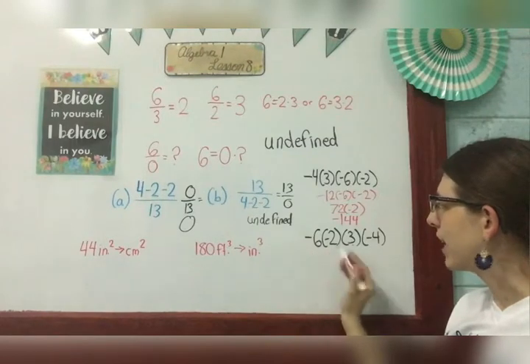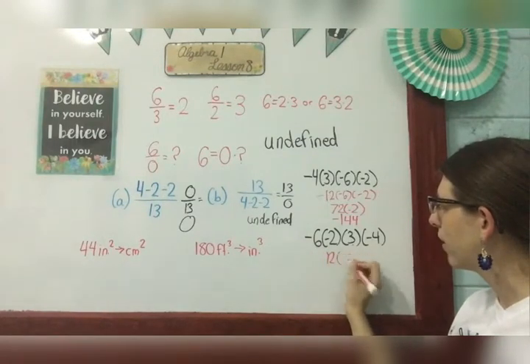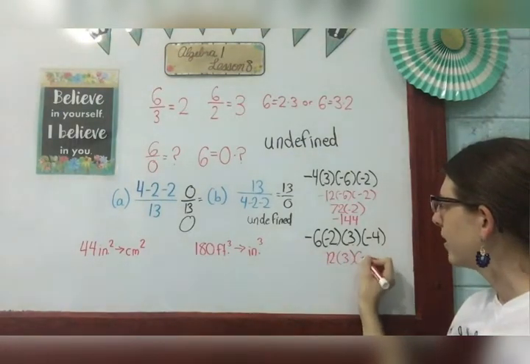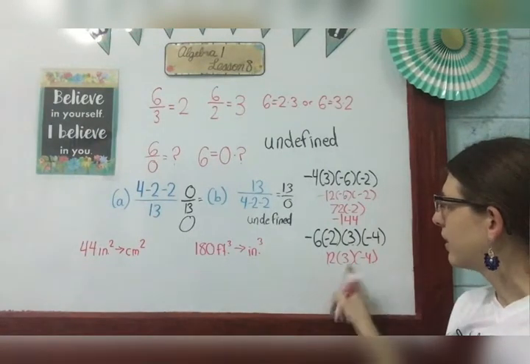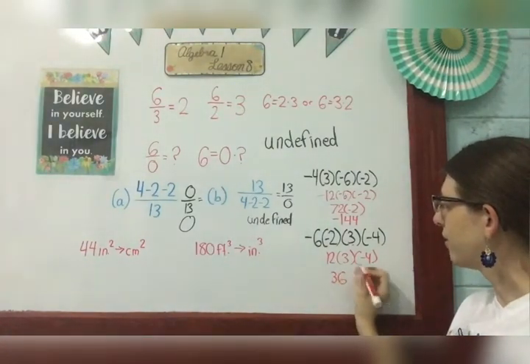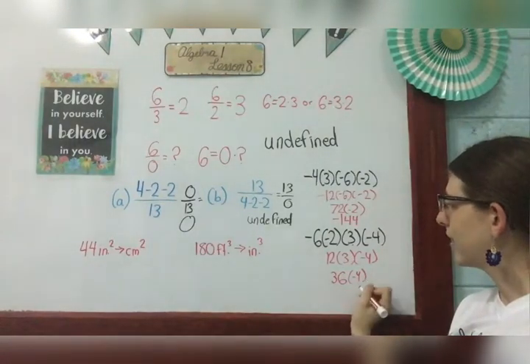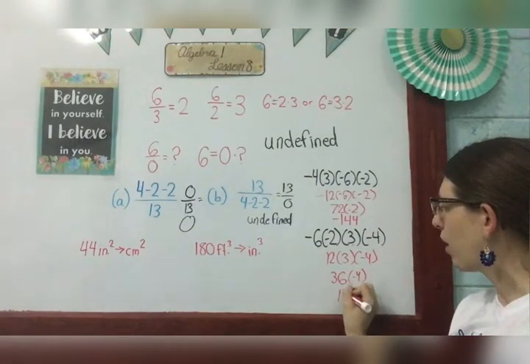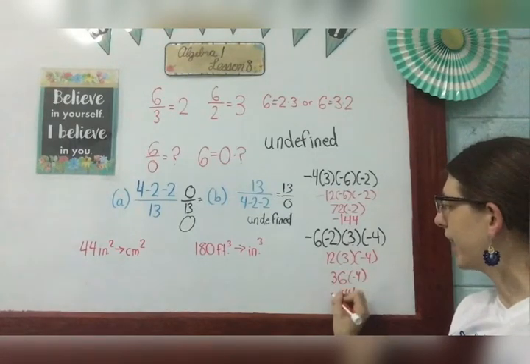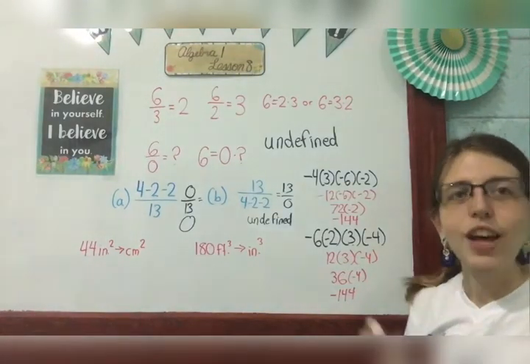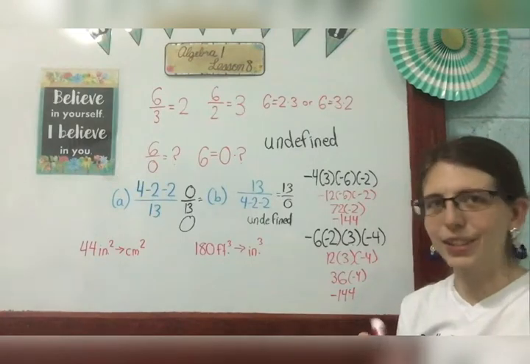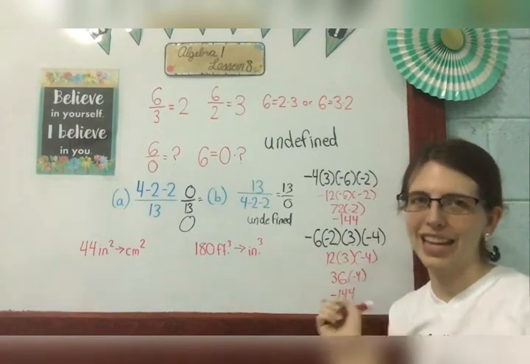Negative 6 times negative 2 gives me positive 12 times 3 times negative 4. Positive 12 times positive 3 is positive 36 times negative 4. 36 times negative 4 equals 144. Since I have unlike signs, my answer is negative. So I got the same answer. So it doesn't matter your order, you'll get the same answer.